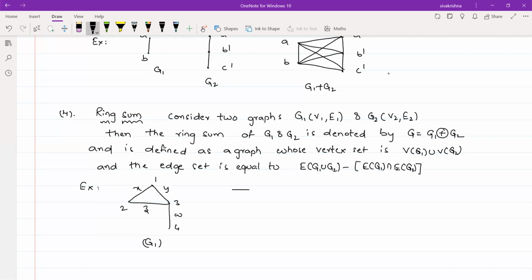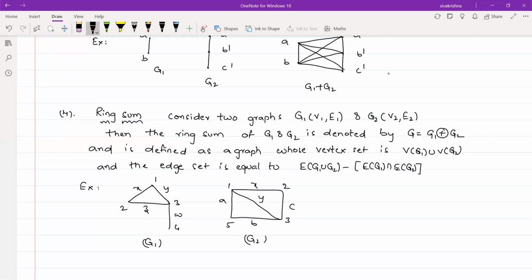And coming to graph 2, the names of the vertices in this graph 2 are 1, 2, 3, and 5. I am naming the vertices as 1, 2, 3, and 5, and the edges as X, A, B, C, and also we have an edge from 1 to 3, and the name of that edge is Y. So this is graph 2.